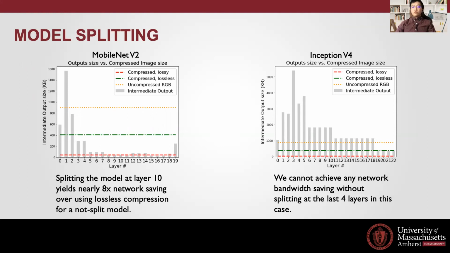However, for Inception v4, most of the layer output sizes are larger than the raw input. We cannot get bandwidth saving in this case. So the only benefit for splitting in this case is when we have a model that's too large to fit into the memory. In this case, we have to split the model.